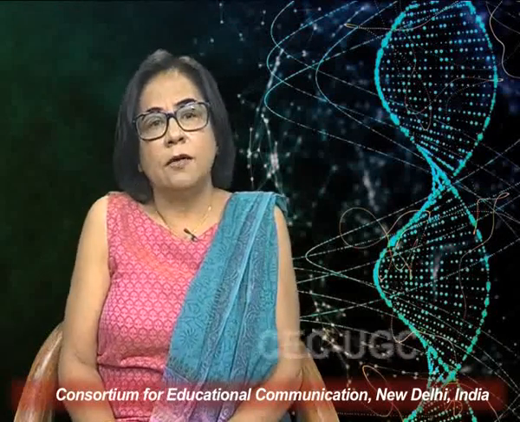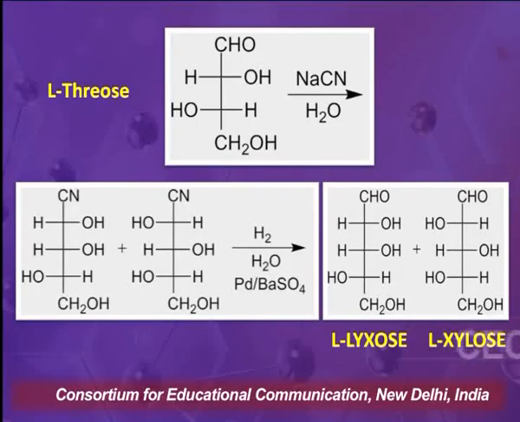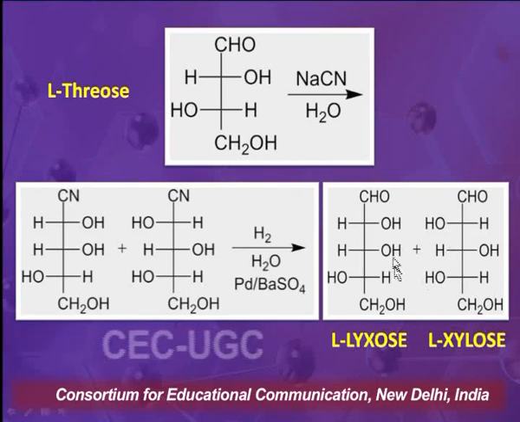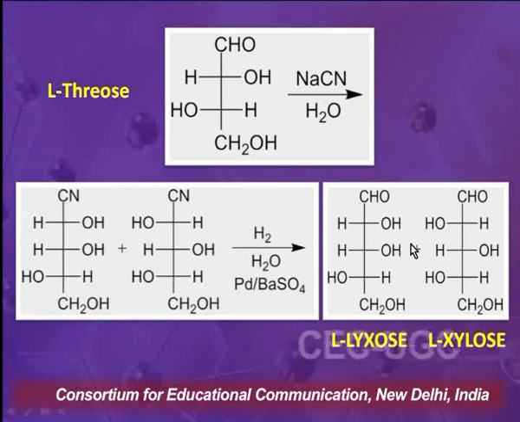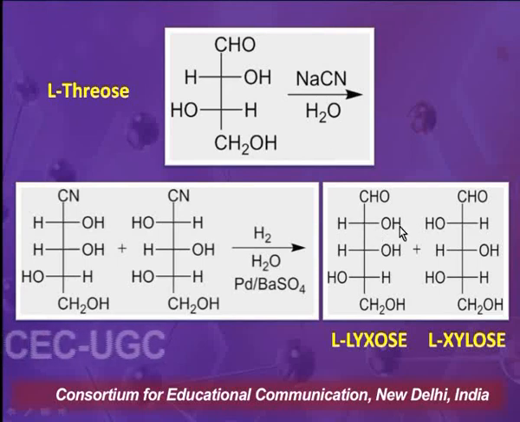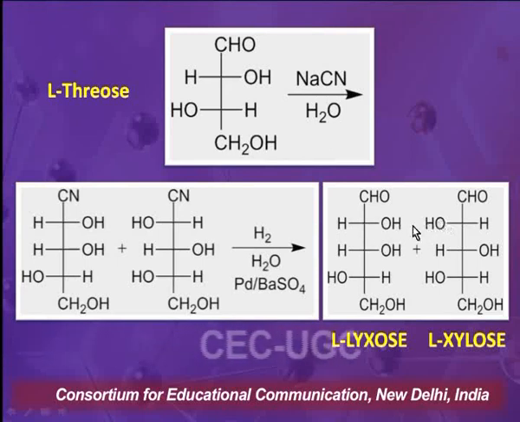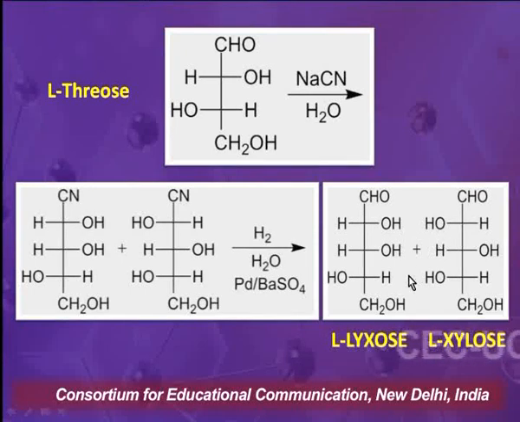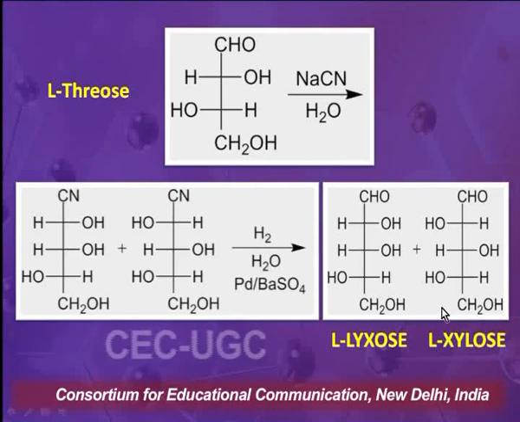Now we want to convert this L-threose to the next isomer. So we will be carrying out the same reactions, that is, we'll carry out the reaction with NaCN and hydrolysis, and then we will carry out the reduction, and we will get two epimers, two diastereomers, which are again epimers because they are differing in configuration only at one chiral carbon, which is this carbon, the first chiral carbon, right? And what we get here is L-lyxose and L-xylose.